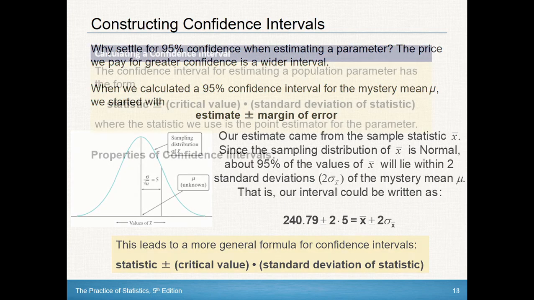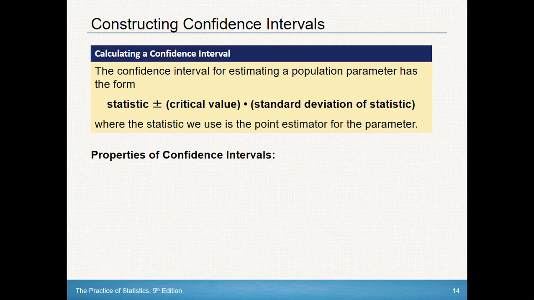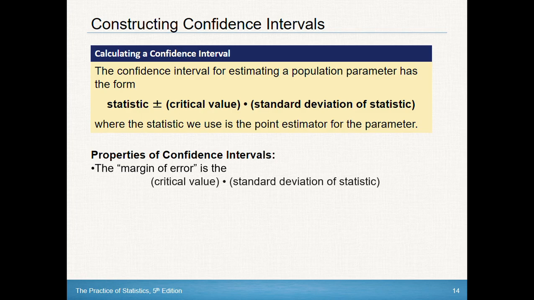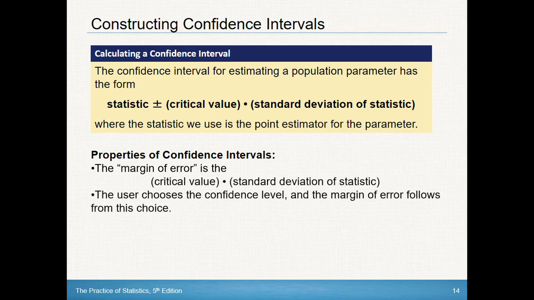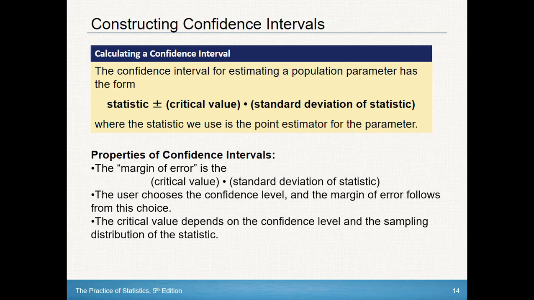95% tends to be the most common one that we use, just because it is both precise yet high confidence. So this is wrapping up that previous slide. That's how you calculate the margin of error: by multiplying the critical value with the standard deviation, depending on what confidence level you want for your interval. So you have the choice. And that's about it.